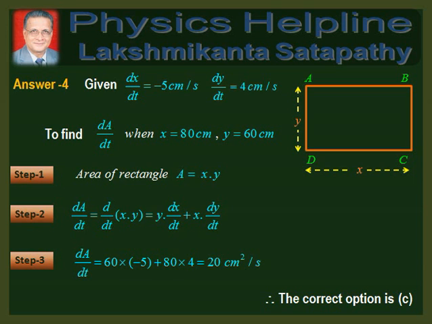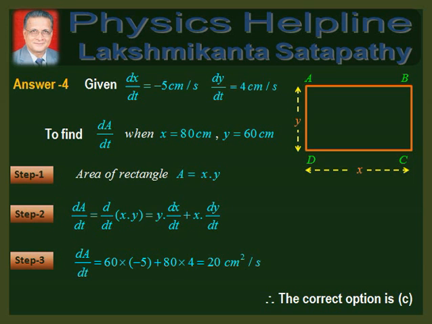Now, to solve the problem, let us establish a relation between the quantities involved in the question as follows. In the first step, we have noted the expression for the area of a rectangle of length x and breadth y given by A is equal to x into y. In the second step, we have differentiated this equation using the product rule of differentiation, which gives dA by dt is equal to d by dt of x into y, which is equal to y into dx by dt plus x into dy by dt.